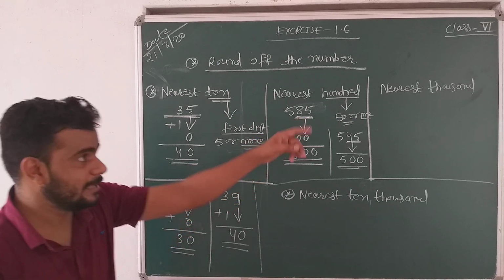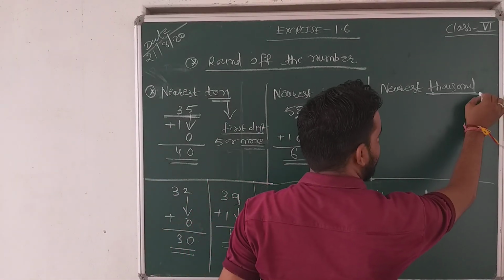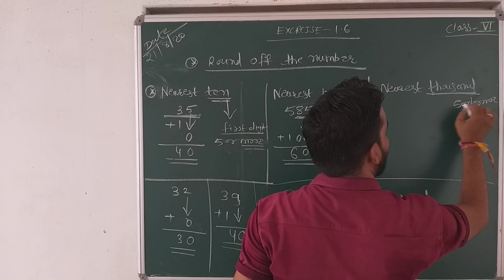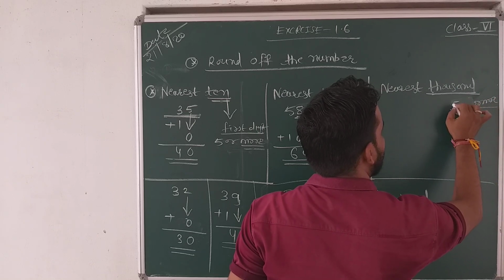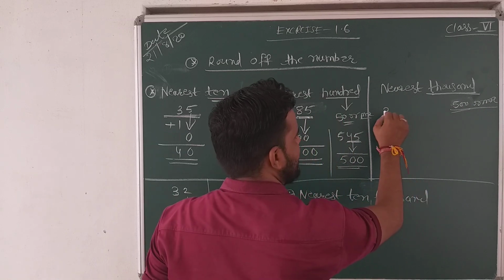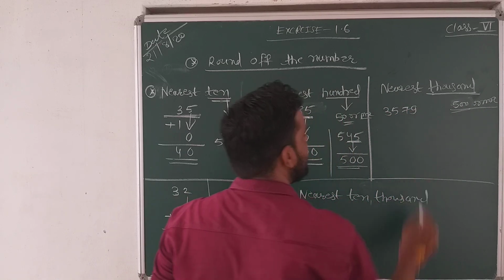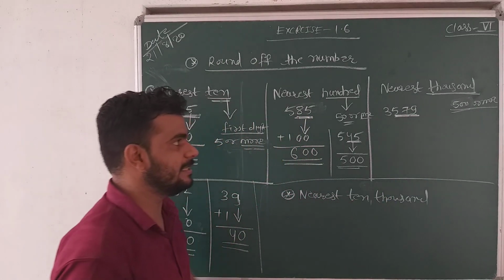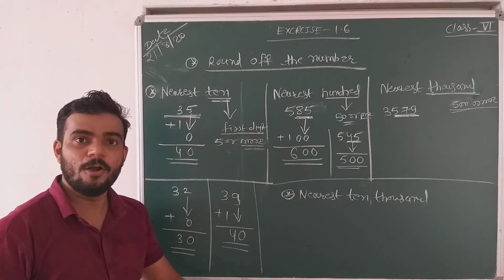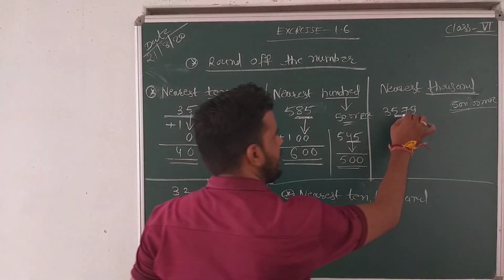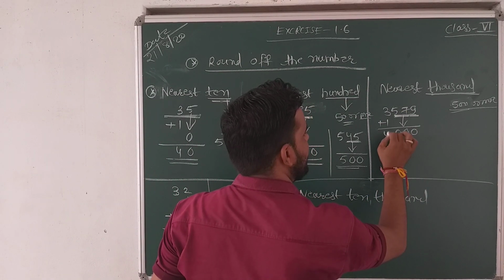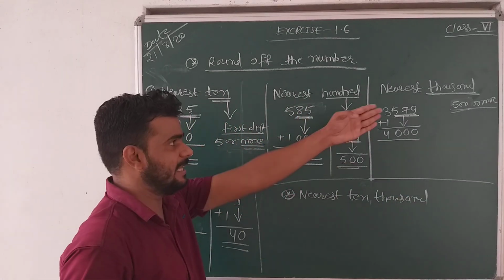Okay, like this. 1000 means 500 or more. Just see 500 or more. Suppose the number given is 3579. So just check the last 3 digits. If the last 3 digits are more than 500 or equal to 500, then directly you write 000 and afterwards add 1, so 3 plus 1 is 4. 579 is more than 500.